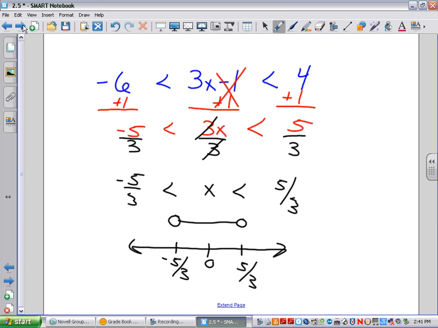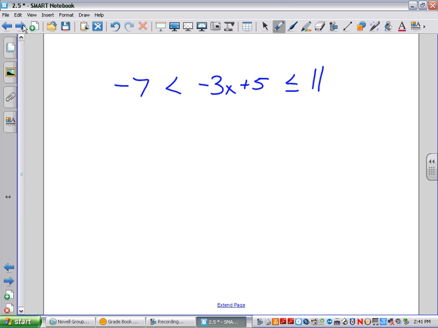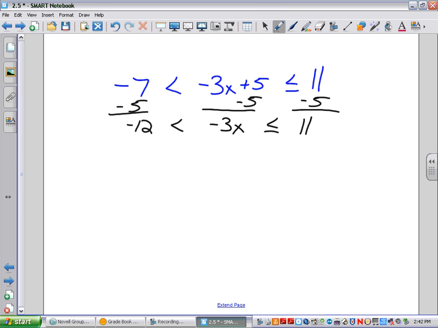One more. Hit the pause button and try this one on your own. On this one, I would start off by subtracting 5 3 times. That would give me negative 12 is less than negative 3x is less than or equal to 11. A second thing to do is to divide by negative 3. I'll say that again. Divide by negative 3.